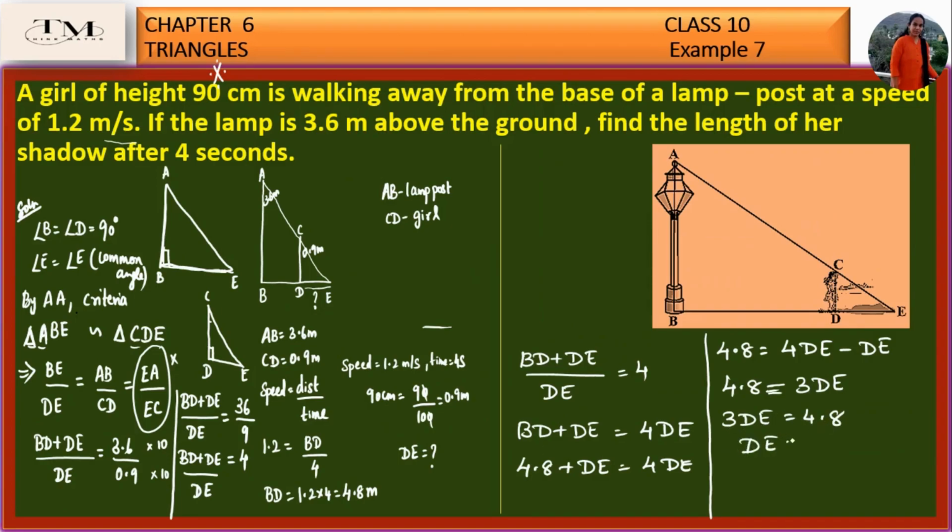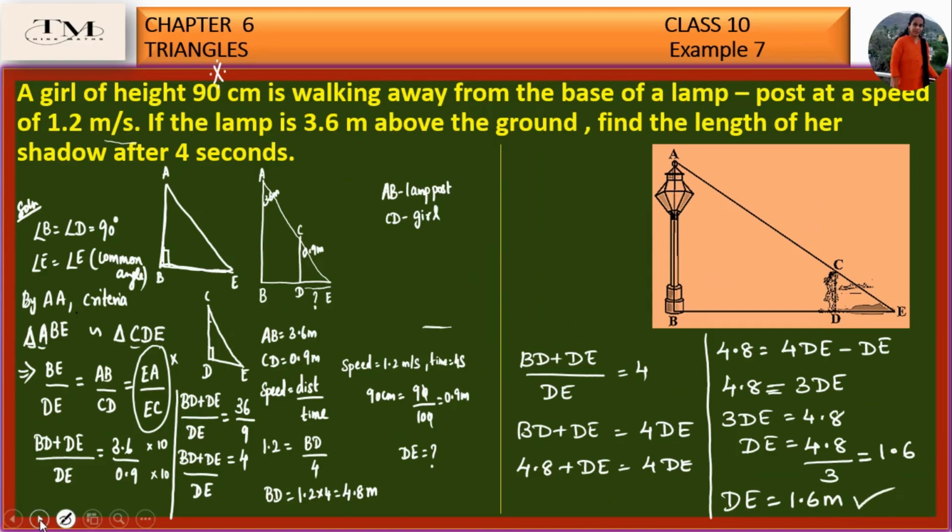So DE will be equal to 4.8 divided by 3. If the decimal is only in the numerator, there is no need to multiply by 10. So just divide by 3. 1 3 is 3, the balance will be 1, so keep a decimal. 6 3s are 18. So the distance DE is equal to 1.6 meters. So the length of her shadow after 4 seconds is 1.6 meters. Okay, children, can you understand?